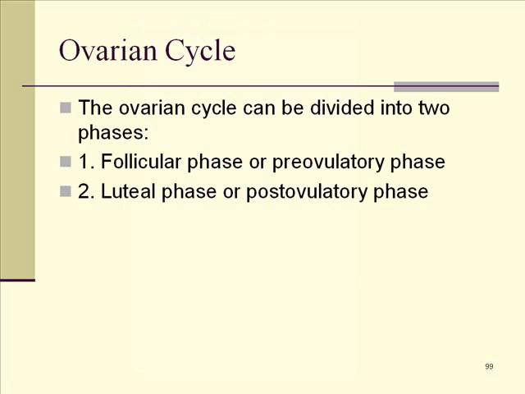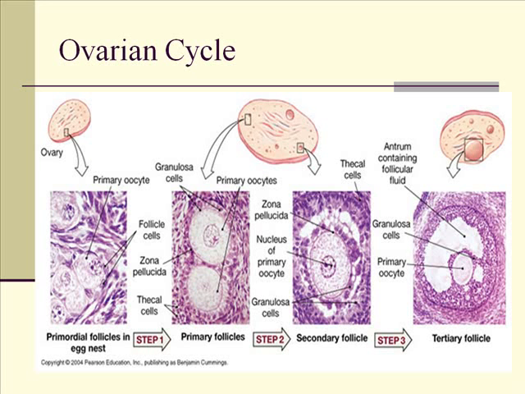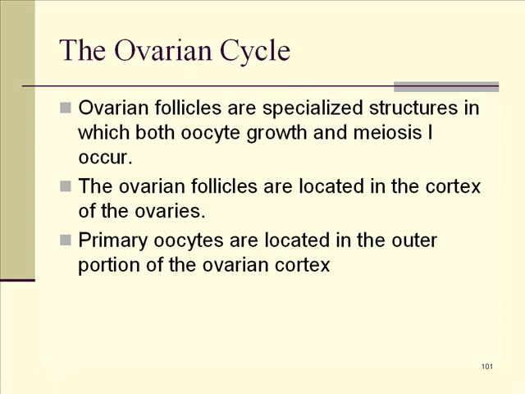The ovarian cycle can be divided into 2 phases, a follicular phase and a luteal phase. The follicular phase is referred to as the pre-ovulatory phase. The luteal phase is referred to as the post-ovulatory phase. And this is the step-by-step progression of the ovarian cycle, where you'll see the development of the egg in this process. The ovarian cycle involves specialized structures in which we see the oocyte grow and mature.